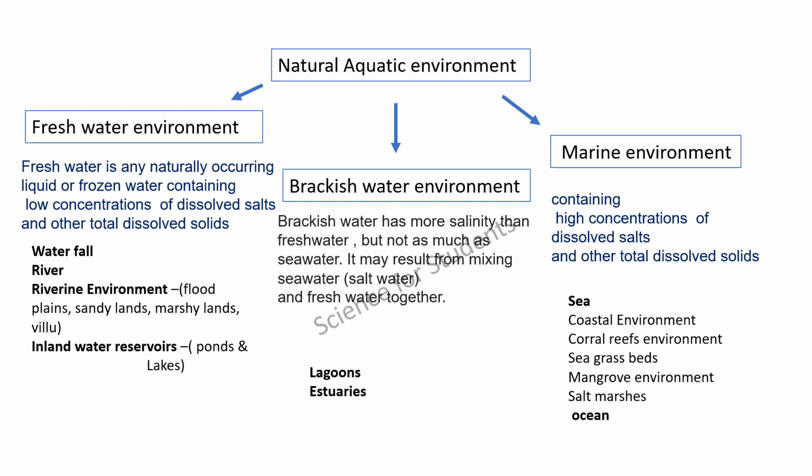If we take the brackish water environment, brackish water means a mixture of fresh water and marine water. That means it has more salinity than fresh water, but not as much salinity as seawater. What are the examples? Lagoons and estuaries. Examples of marine environments: sea, coastal environment, coral reef environment, seagrass beds, mangrove environments, salt marshes, and ocean.